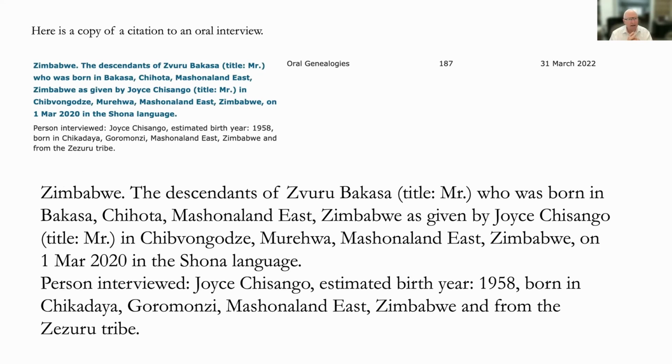So here's a citation to an oral interview. People say, well, this was oral history. Yeah, well, we cite to oral histories. Here's a citation to this, and I've made it bigger. The little blue part is the same as the big letters. So a person was interviewed, this person, Joyce Chisango, and the birth year, estimated year, was 1958, and these are the places. This place is where the person was born, and this is the tribe that the person came from.